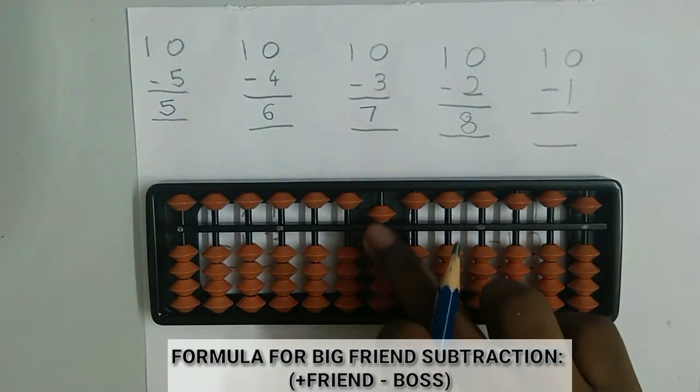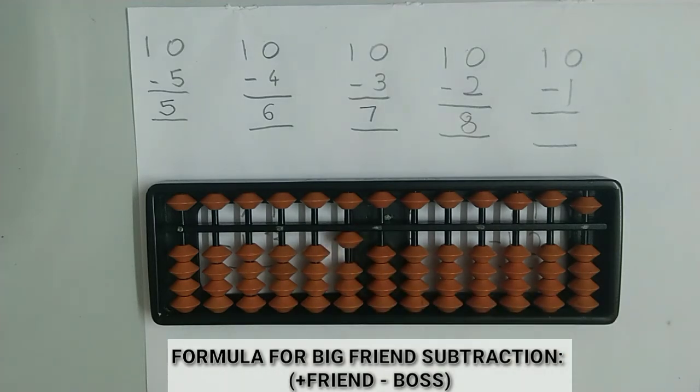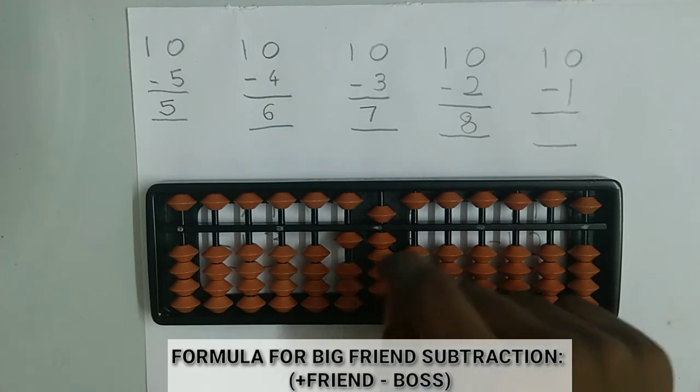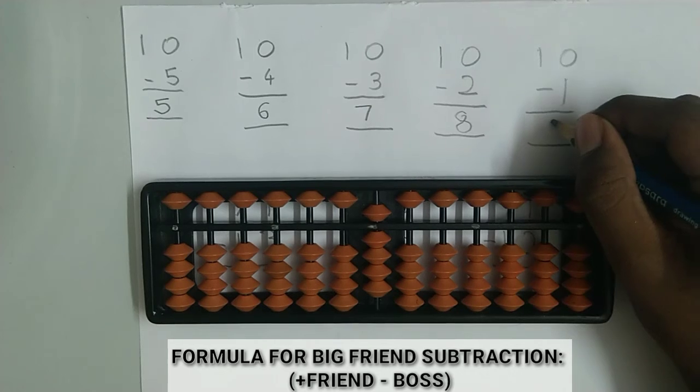Let's try 10 minus 1. First we have to represent 10 on the abacus. And now we have to subtract 1. The friend of 1 is 9. So we add 9 and subtract 10 because 10 is the boss. So 10 minus 1 is 9.